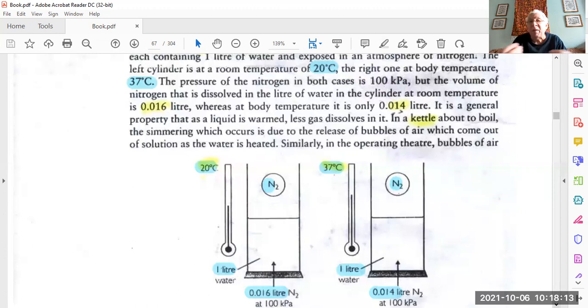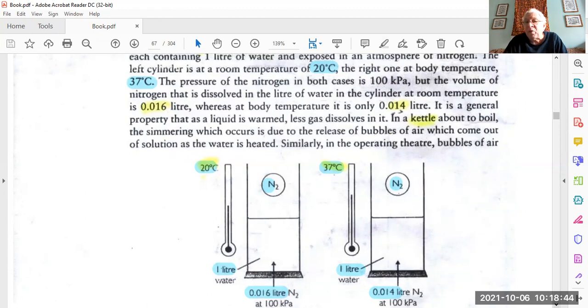So at 20 and 37, we can see that it is 0.016 and 0.014. Most probably you must memorize these figures, because whenever you want to express yourself, as an example in the exam, you must put this figure in your mind and try to memorize it. You have 0.016 and 0.014. This at the temperature of 37.